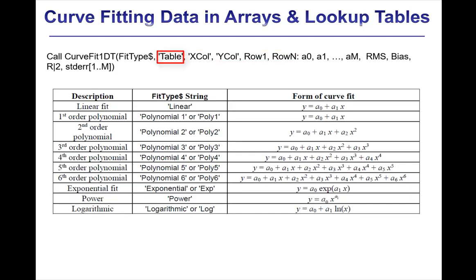So the second input is the name of the lookup table, it's a string, and then the third and fourth inputs are the names of the columns that contain the dependent and the independent data. And then actually the fifth and sixth inputs are the rows that you want to use. So you don't have to use all of the rows in those columns. You can curve fit just a subset of those columns or just a section of those columns. The outputs are exactly the same as they were for curve fit 1D.